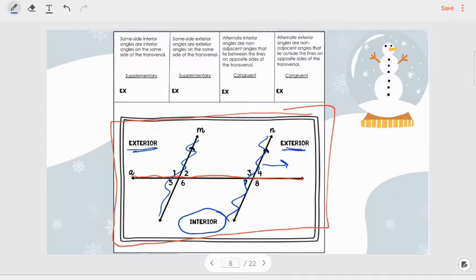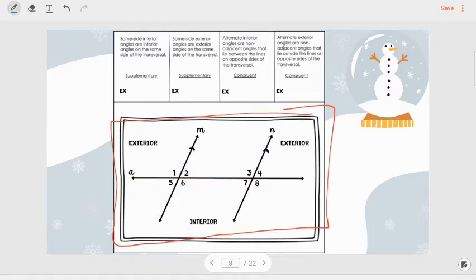And I would encourage you to label these. This is an exterior angle, this is interior, interior, interior, interior, exterior, exterior. So that's one of the main things that's most important to know about this diagram.